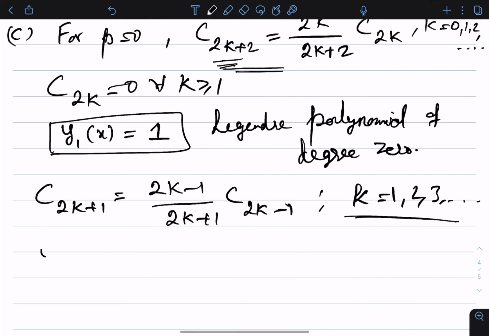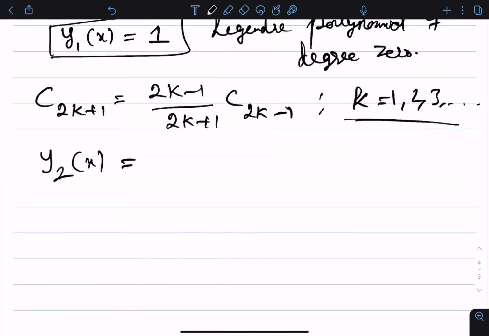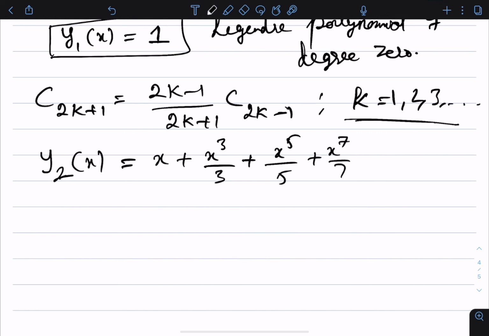Once you compute that, you know the solution y2 of x, right? Because for y2 of x, you replace all the odd subscripts of c. If you use that, you are going to get the series. Okay, this is the series that you will get. So this is your second solution, and you can see that y1 and y2 are linearly independent. So this is your y2.